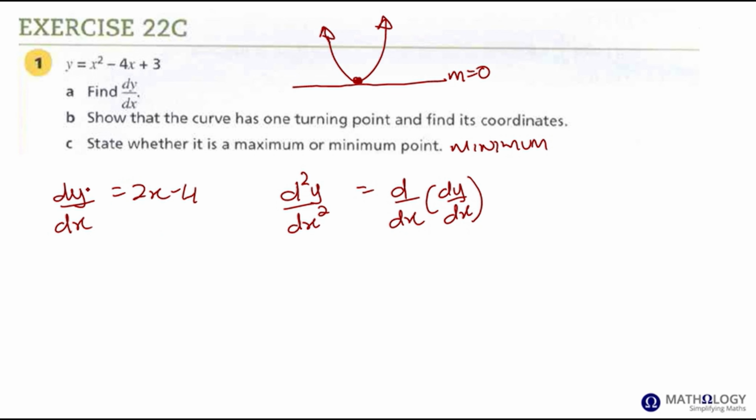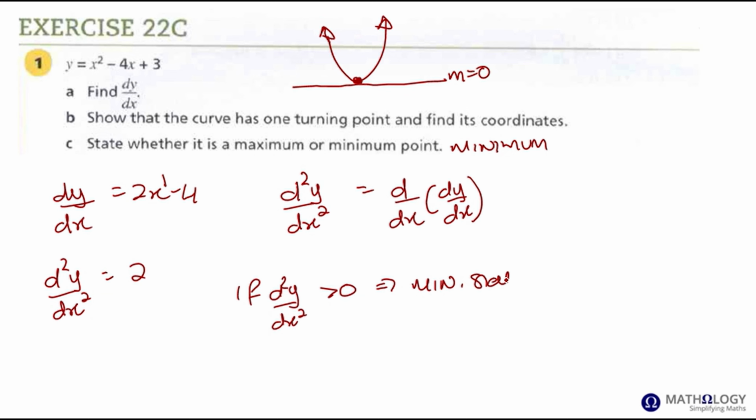That's the second derivative. So the second derivative will be 2, right? Because the exponent of x is 1 times 2, and then 2x to the 1 minus 1 is x to the 0, which is just 1, and 2 times 1 is 2. Now, if the second derivative is positive, greater than 0, we always get a minimum stationary point. And if the second derivative is negative, less than 0, we get a maximum stationary point.